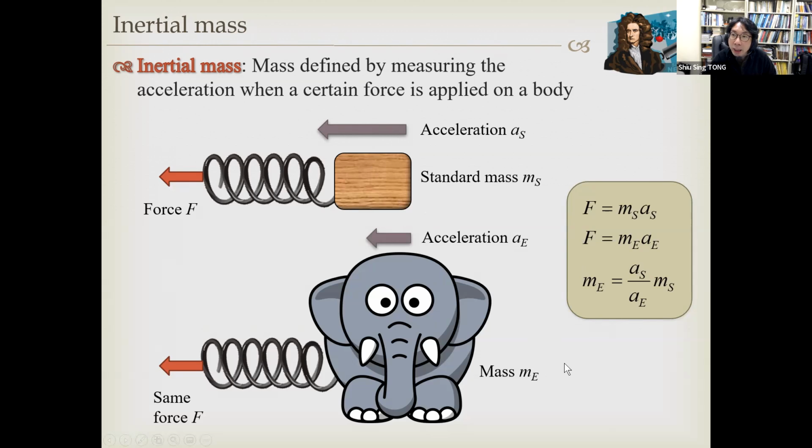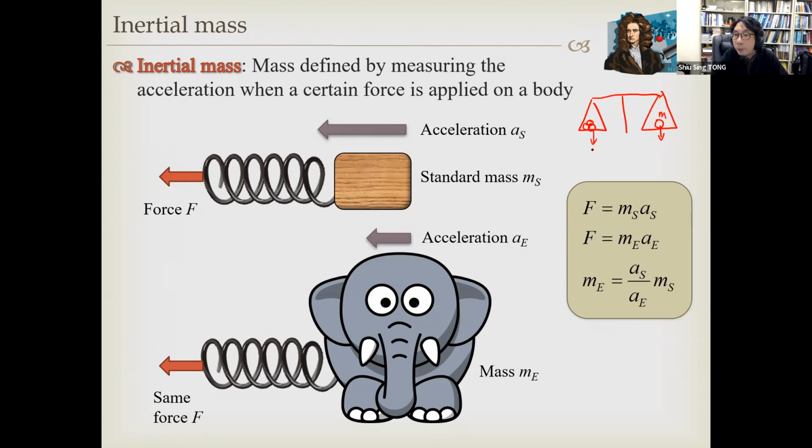Now, there's also another kind of mass called gravitational mass. What we normally do to measure the mass of a body is to compare the force of gravity acting on the body. For example, when we have a beam balance, this is a balance. If you put some weights on one side and the object with mass m to be measured on the other side, if the two sides are balanced, then the mass of this object is equal to the sum of the weights here, right?